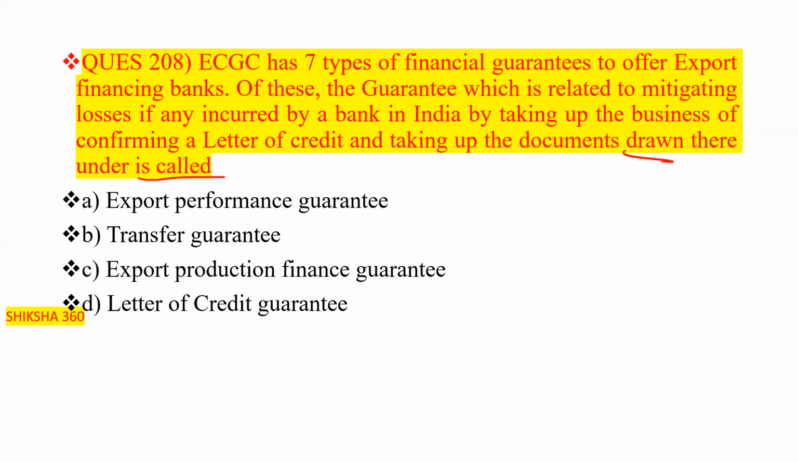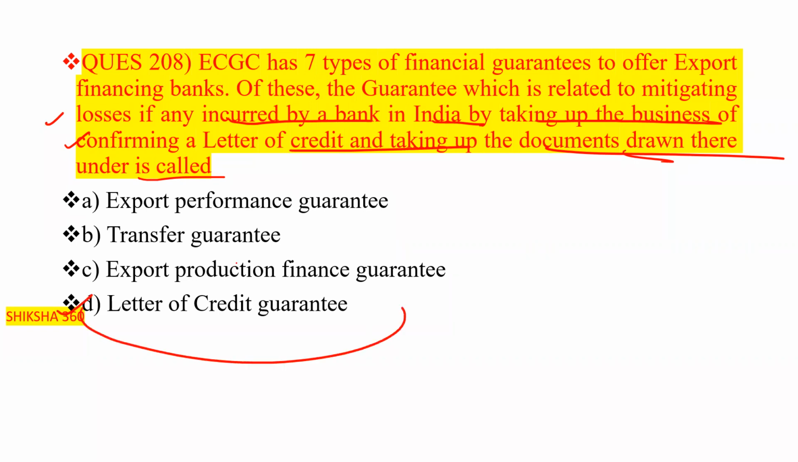So out of these, the guarantee related to mitigating losses, that is, reducing the losses if any are incurred by a bank in India by taking up the business of confirming a letter of credit and taking up the documents drawn, is option D. That is the letter of credit guarantee. So the correct answer is option D, letter of credit guarantee. So please remember these things.